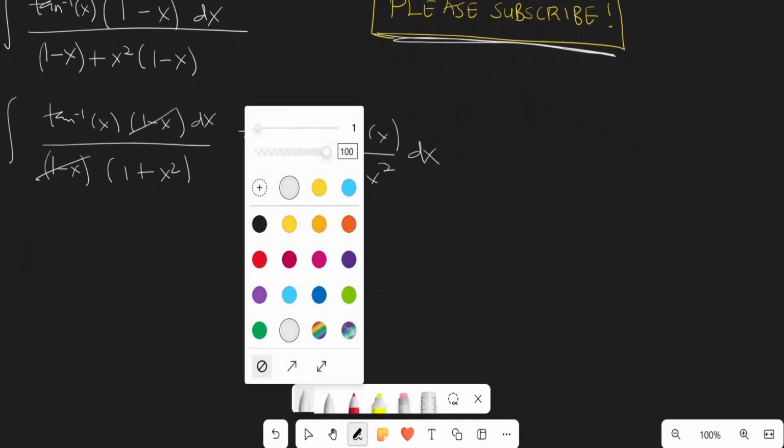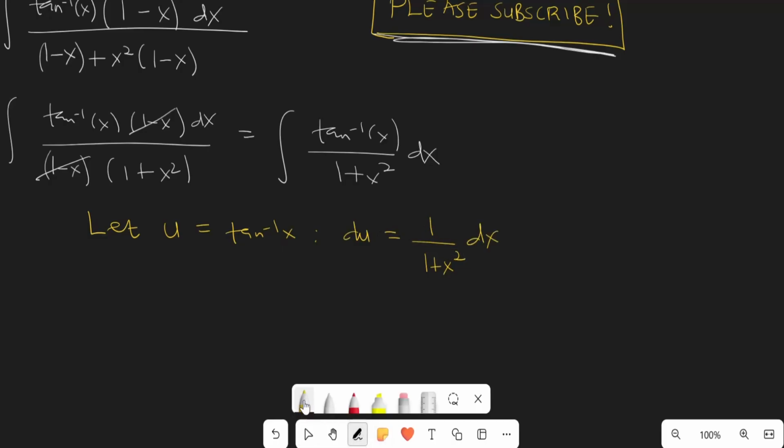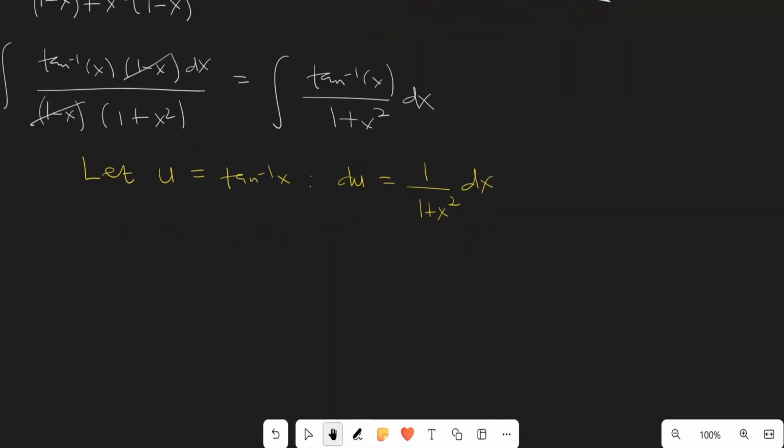So we can do a u sub here. We can really finish this up, but for the sake of illustration, we let u be equal to the tan inverse of x. So du is going to be, differentiating tan inverse of x, 1 over 1 plus x squared dx. So that is how we differentiate the arctan of x.